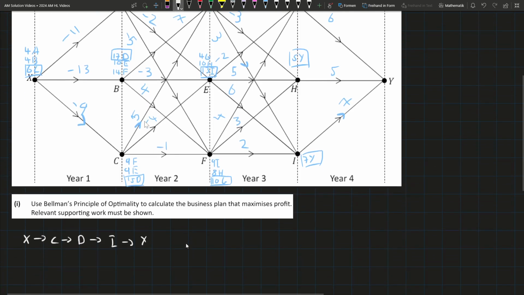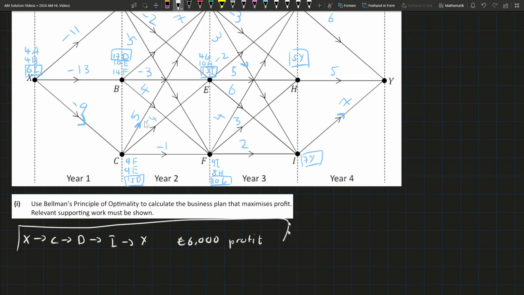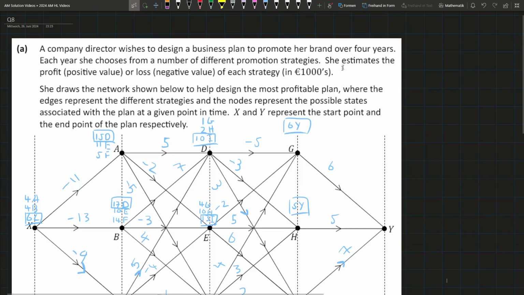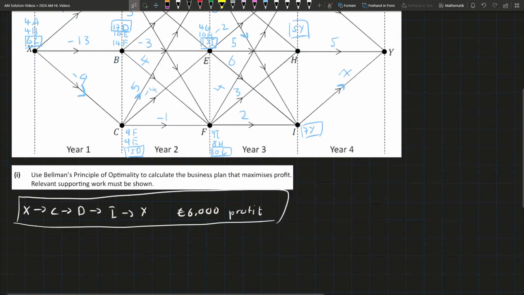And that will give us 6,000 euros profit. So instead of just calculate the plan, that's why I did both. I wrote the plan and the profit. That's the best decision. 6 grand is just coming from here. We got a 6 to C is our best one. And then it said that represents cost in profit in thousands. So positive 6 is a profit of 6,000.